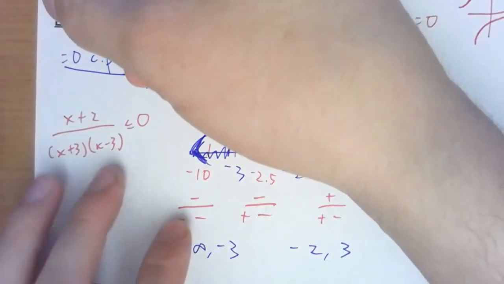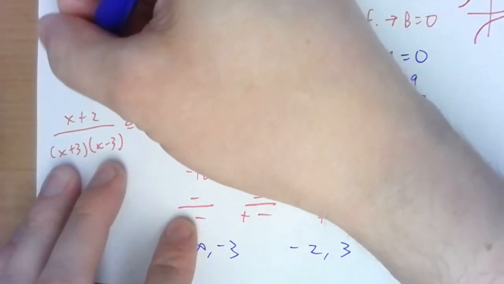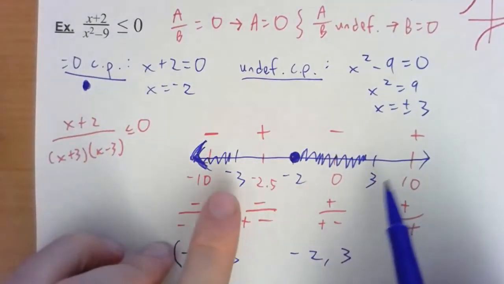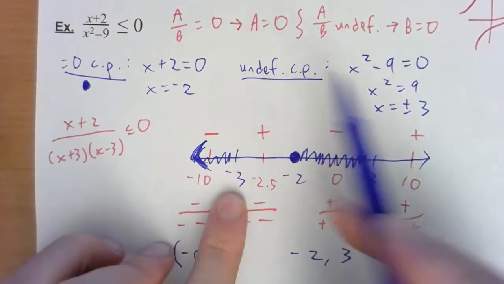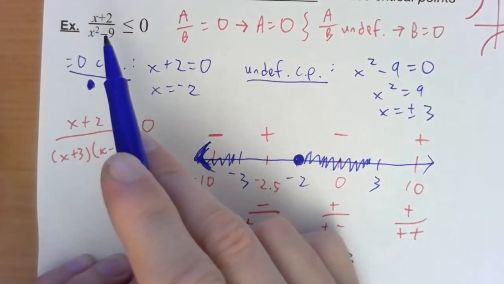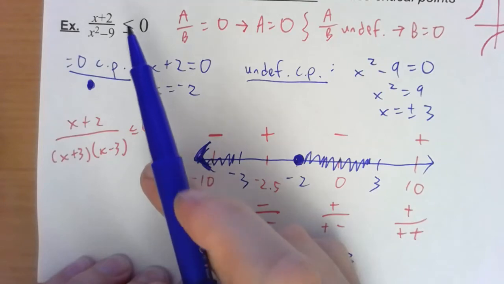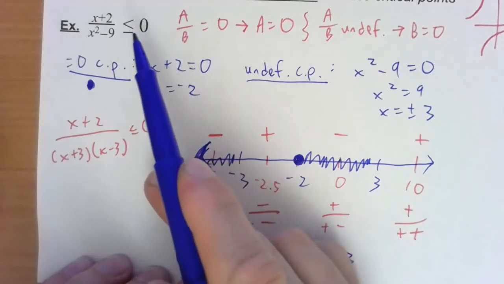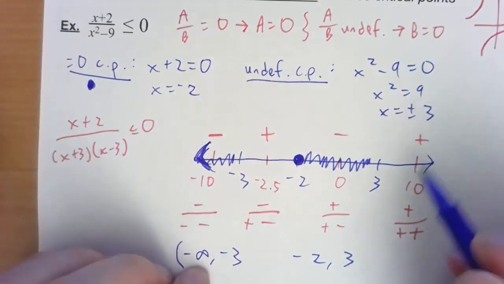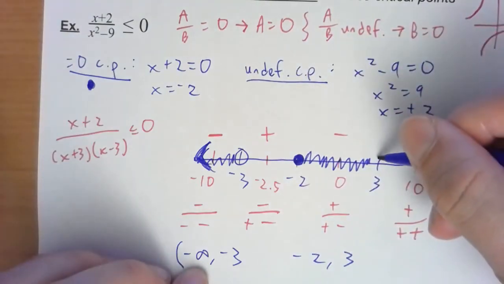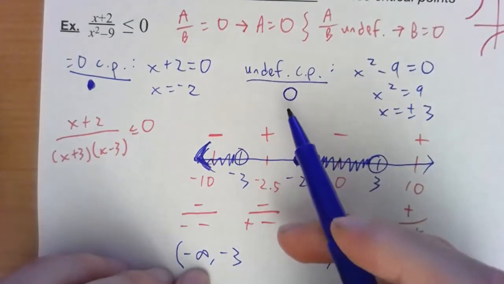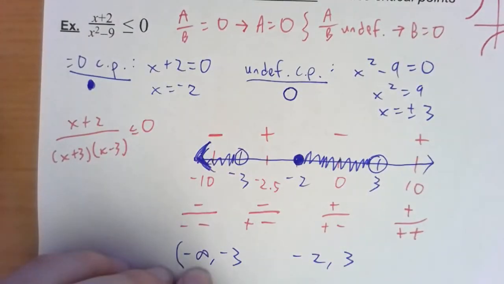So equals 0 critical points, those are the ones that we always worked with before. Those are the ones where we can have a closed circle. But where did those other two critical points come from? They came from being undefined. Well, if it's undefined at positive and -3, it can't be a solution. It doesn't matter what the inequality is. It doesn't matter if it's less than, greater than, less than or equal to, greater than or equal to. If I'm undefined at those two numbers, they can't possibly be solutions. So I'm going to have an open circle there and an open circle there. Your undefined critical points are always going to be open circles, no matter what that inequality is.